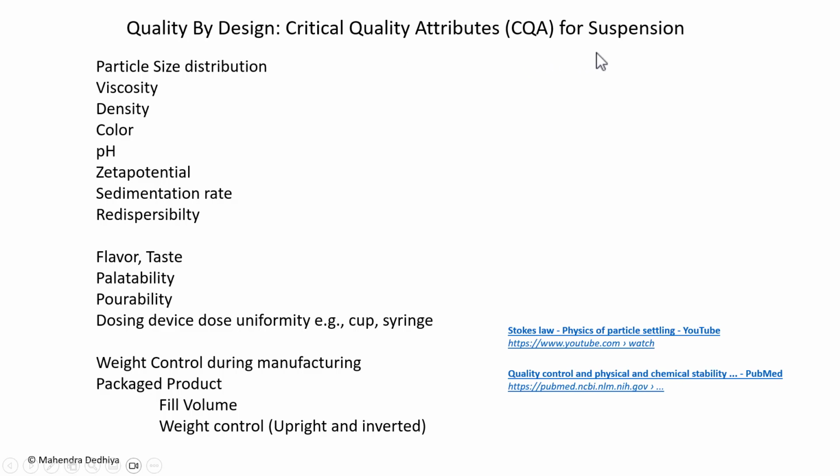QbD critical quality attributes for suspension: physical, chemical, and microbiological. Physical: particle size distribution of the insoluble material, viscosity provides stable suspension, density, color, pH, zeta potential, flocculated suspension versus deflocculated suspension, sedimentation rate of insoluble particles. For pharmaceutical product, redispersibility of the product, uniform distribution of the drug, flavor, taste, palatability, grittiness can lead to CQA. In addition, dosing device, dose uniformity, whether it's a cup or a syringe, has to be demonstrated. And weight control at every major step during manufacturing. Packaged product, fill volume, weight control, both inverted and upright.